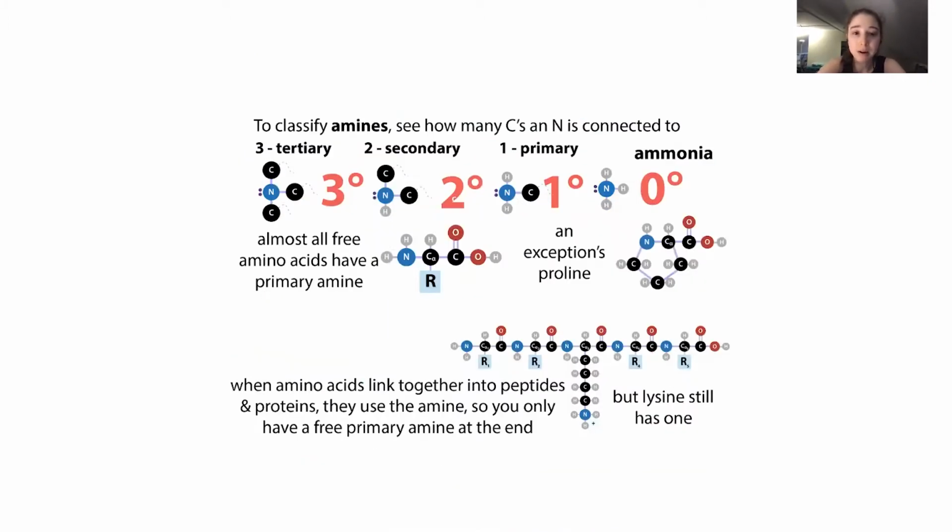So what do I mean by primary amino group? To classify an amine, you see how many carbons a nitrogen is connected to. If it's connected to 1, it's a primary. If it's connected to 2, it's a secondary. And if it's connected to 3, it's a tertiary. Almost all of the free amino acids have this primary amine, except for proline, which we looked at the other day, and proline had a secondary amine because it was attached to 2 carbons. But lysine is going to have a free primary amine at its end.